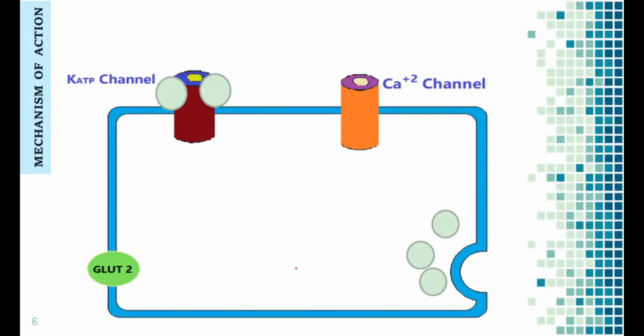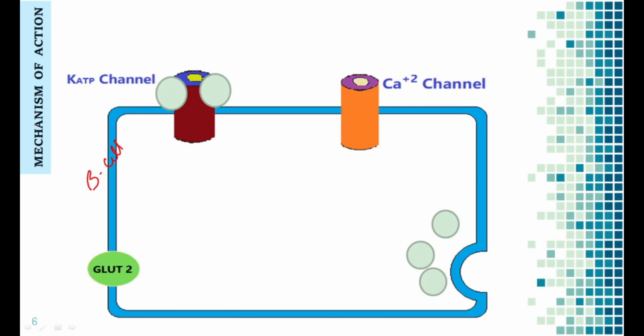Now first we are going to discuss the mechanism of action. So this is the beta cell. The beta cell consists of the K-ATP channel, the ATP-sensitive potassium channel. Here we have shown the calcium channel, and there is also GLUT2. This is the glucose transporter, and GLUT2 is present in the pancreatic beta cell.